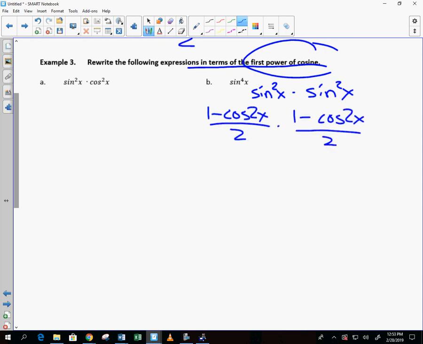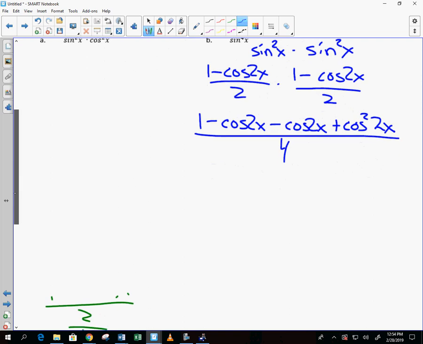Are the middles going to cancel now? No way. Conjugates. Very good. So I multiply 1 times 1, 1. 1 times negative cosine 2x is negative cosine of 2x. Then what? Another negative cosine of 2x. And then plus cosine squared of 2x. Again, you don't do anything with the angle when you do that, okay? All over 4.